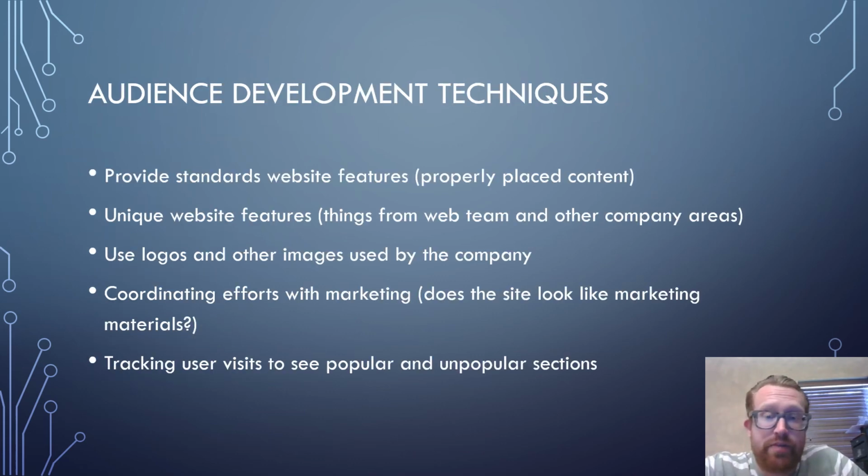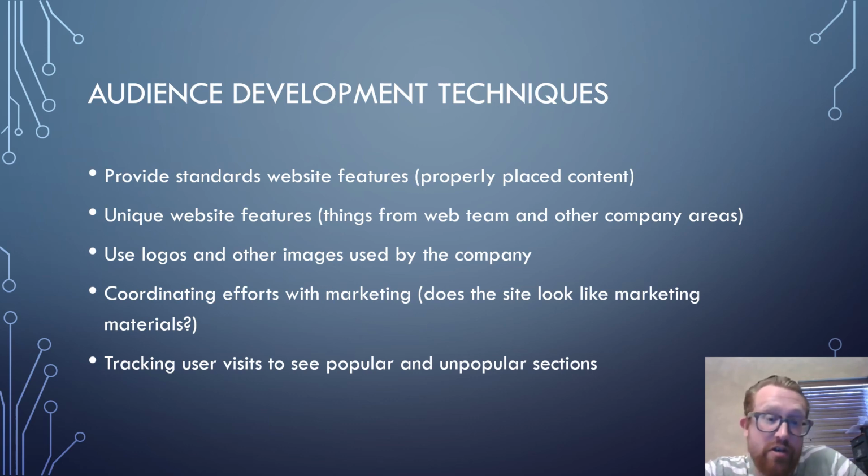All right, next we're going to talk about audience development techniques. This is going to be talking about how to market your website around your audience. First thing is you're going to provide standard website features like properly placed content. You're also going to do unique website features, things from the web team and other company areas that are going to really make your website sparkle and shine. You want to make sure that you use logos and other images used by the company. You want to coordinate your efforts with marketing. Does the site look like it's marketing materials?